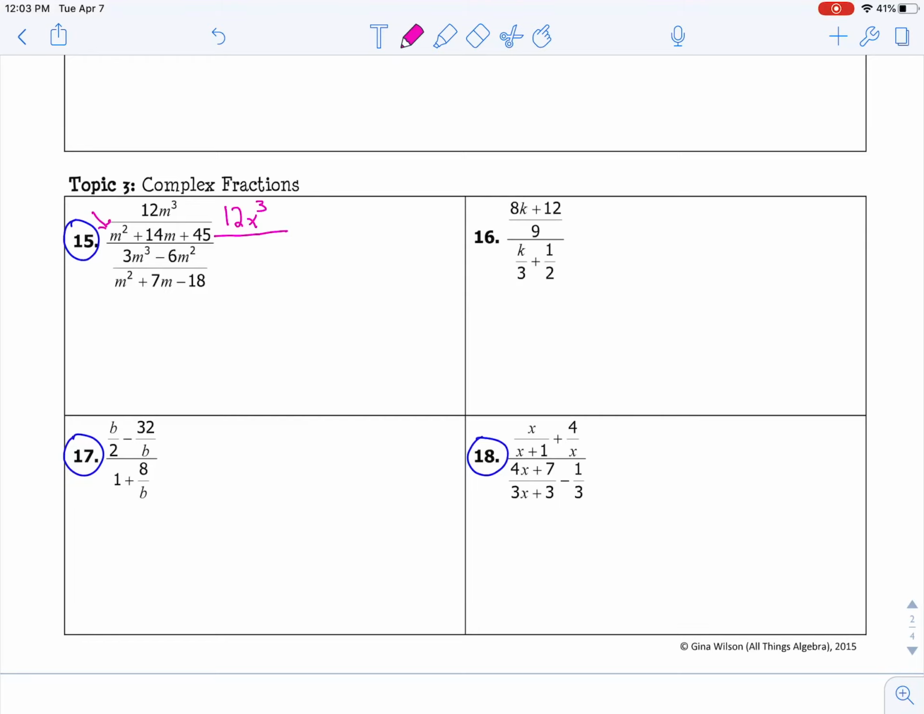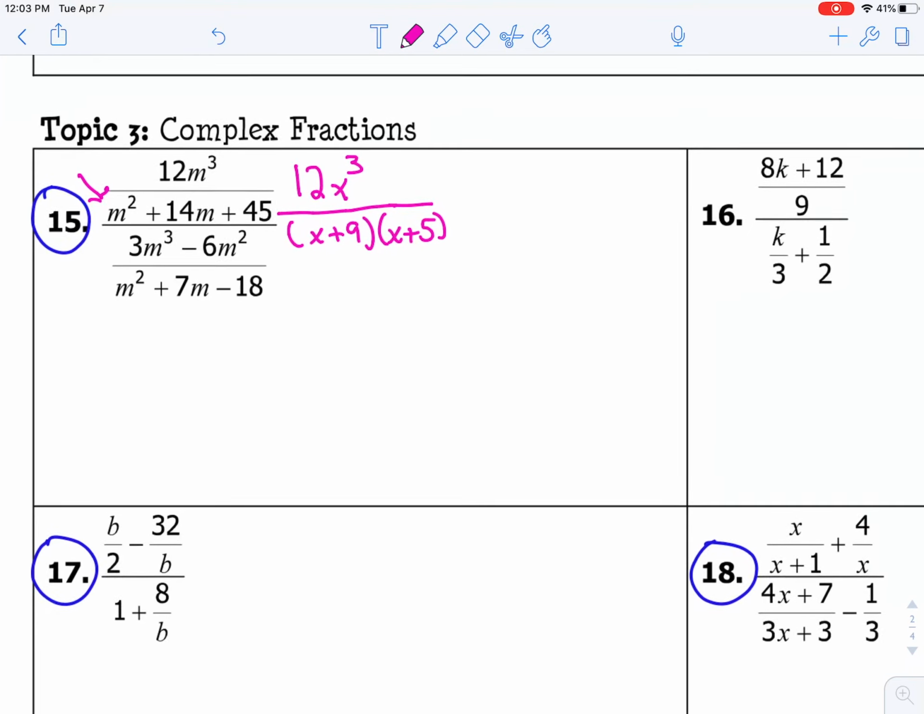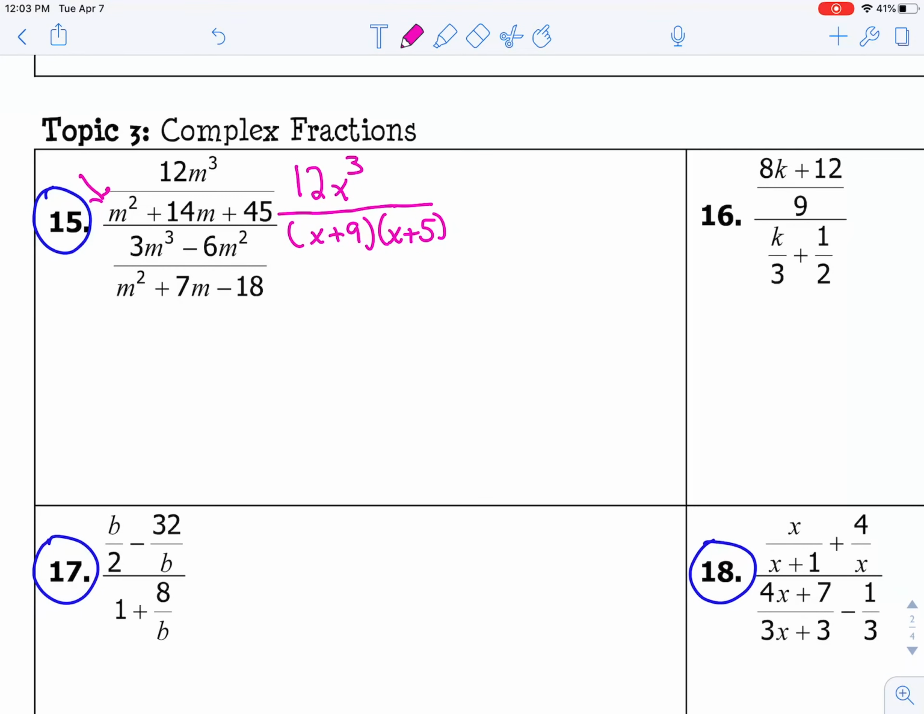Okay, so what multiplies to 45 and adds to 14? Well, that would be 9 and 5. So I'm going to go x plus 9 and then x plus 5. So I'm just going to factor that right off the bat there. I'll zoom in a little bit more for you. And then that is going to be divided by this next part.